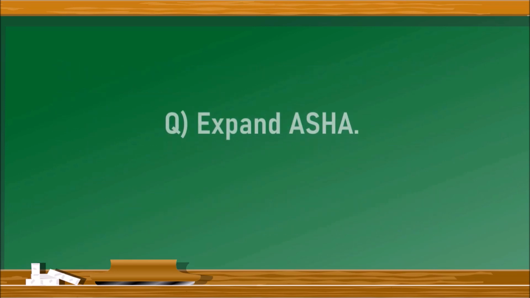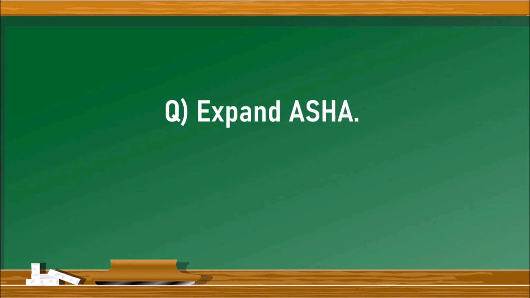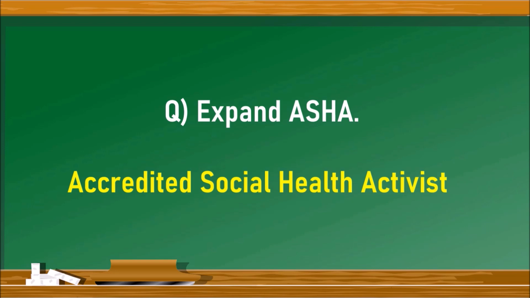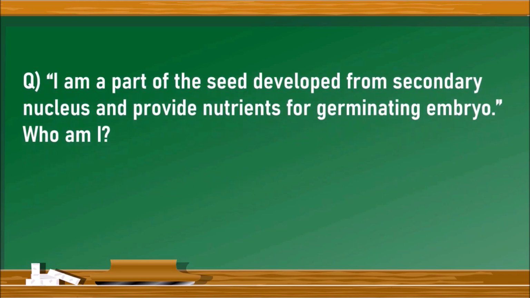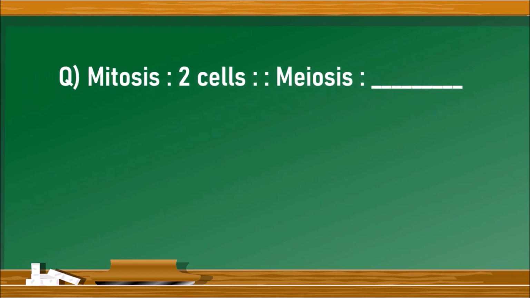Next one. Expand ASHA. We generally say ASHA workers in our village. ASHA refers to accredited social health activist. Next question. I am a part of the seed developed from the secondary nucleus and provide nutrients for the germinating embryo. Who am I? It is endosperm. Next one. Mitosis results in two cells, whereas meiosis results in how many cells? Two daughter cells are formed as a result of mitosis. How many daughter cells are formed as a result of meiosis? That is 4 cells.